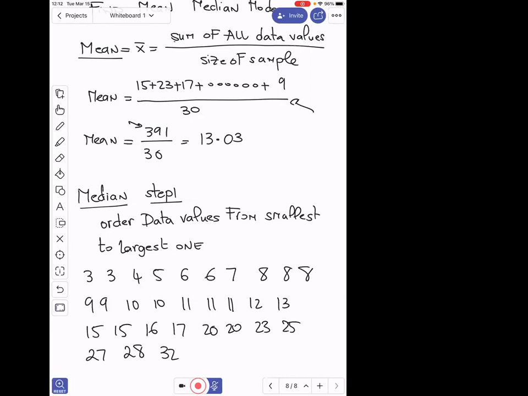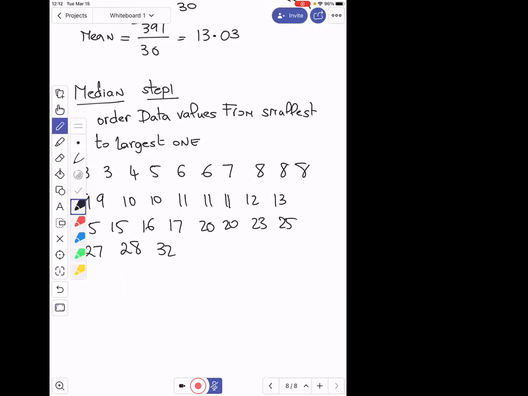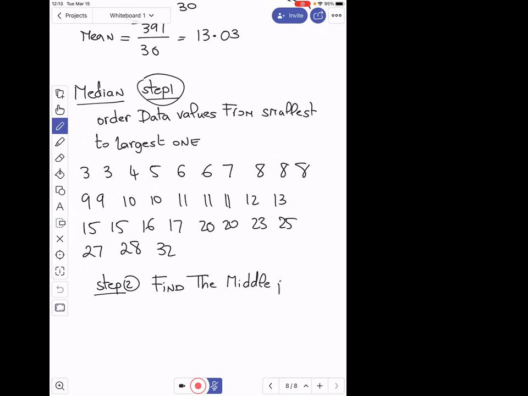So that's the first step, step 1. Now, step 2: we need to find the center, or the position of the middle position.